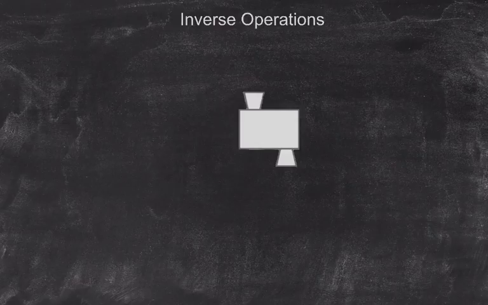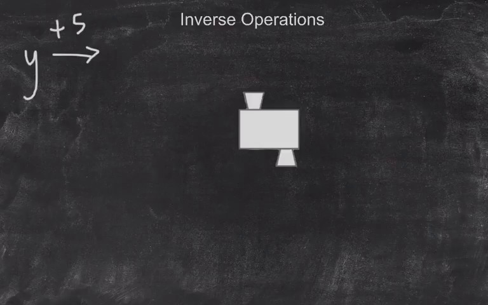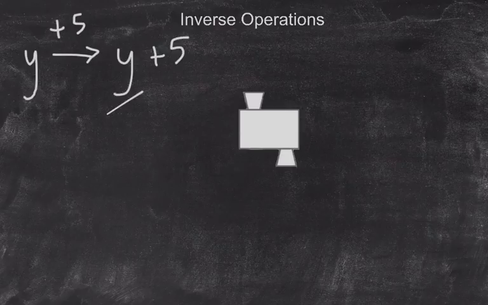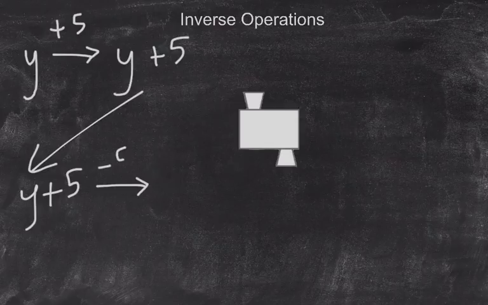Another example of an inverse operation would be addition and subtraction. So let's take y, and I'm going to add 5, and I'll get out y plus 5. If I want to then take y plus 5 and undo what I just did, I would have to subtract 5 to get back to y.